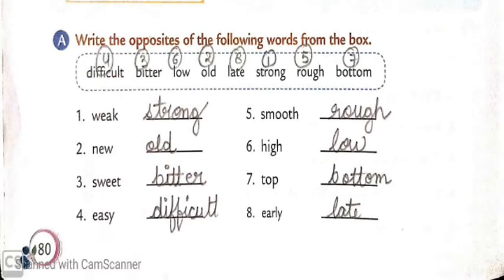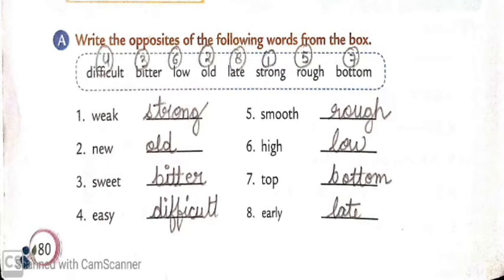Now let us come to the exercise given on the same page. Write the opposites of the following words from the box. You can see a box is given to you. You have to find out the opposite words of the question given and then write them in the blank. As the first one is given, weak. Opposite of weak is strong.